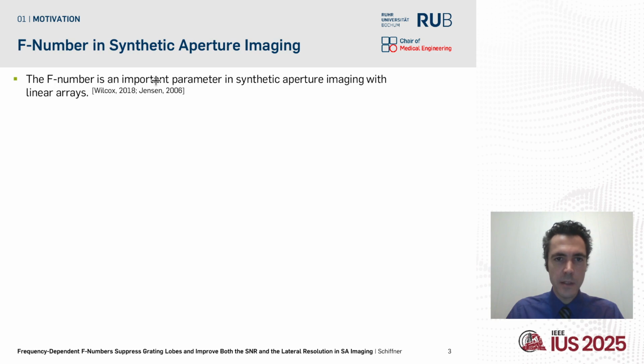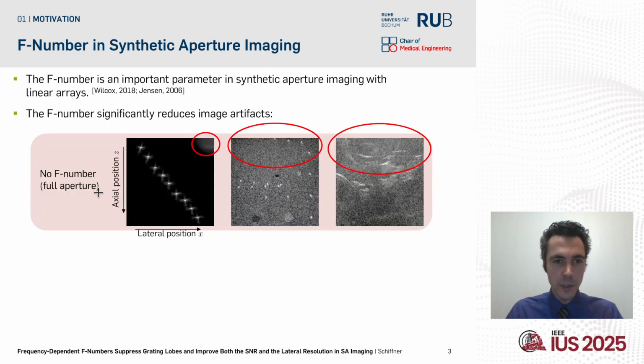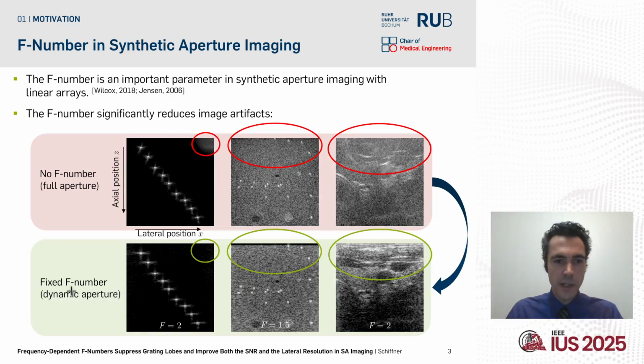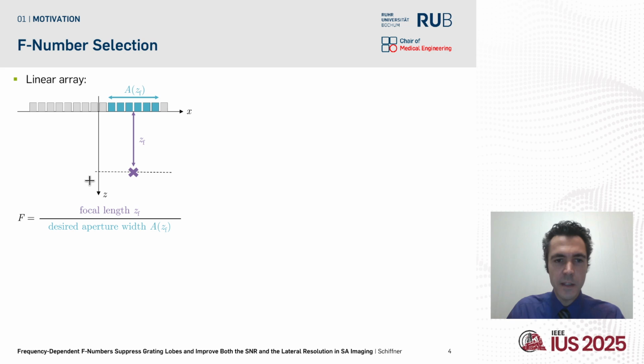The F-number is an important parameter in synthetic aperture imaging with linear arrays. The full aperture, or no F-number, introduces significant artifacts close to the linear array. The usage of a dynamic aperture with a fixed F-number, in contrast, removes these artifacts. The F-number is defined as the ratio of the focal length ZF and the desired aperture width A of ZF.